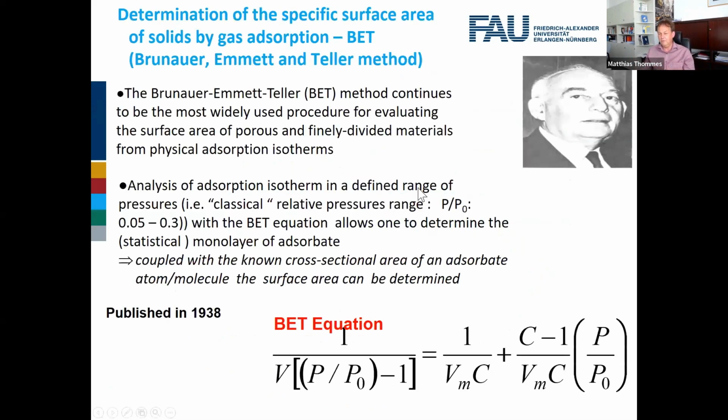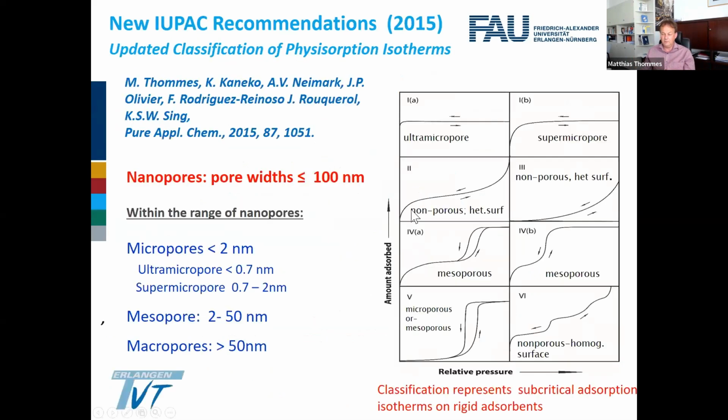This is the famous BET equation, and strictly speaking, it should be working for isotherms of type 2 and maybe also type 4a, where we have no micropores in the system. And then Brunauer and Teller said, if you analyze the adsorption data in a range from 0.05 to 0.3 in relative pressures, which is here on this axis, then you should be able to back out from this data the monolayer capacity. And if you then know how much area a molecule takes on the surface, the cross-section area, you can then calculate the surface area.